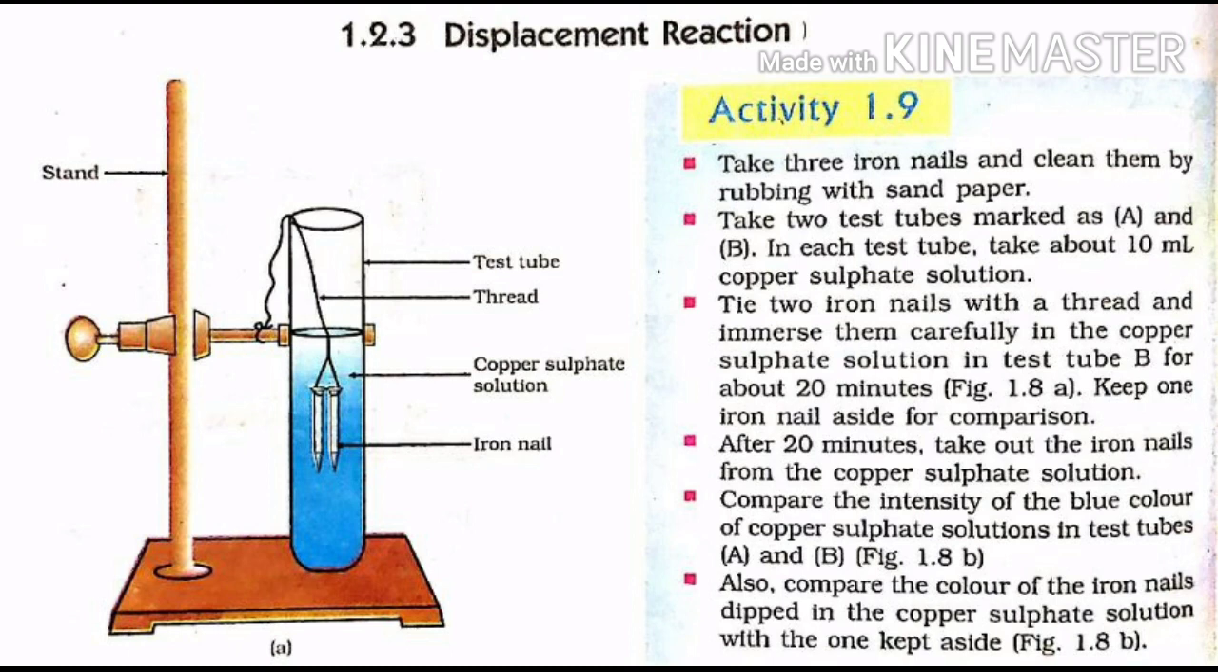Tie 2 iron nails with a thread and immerse them carefully in the copper sulfate solution in test tube B for about 20 minutes. Keep 1 iron nail aside for comparison. After 20 minutes, take out the iron nails from the copper sulfate solution. Compare the intensity of blue color of copper sulfate solutions in test tube A and B. Also, compare the color of the iron nails dipped in the copper sulfate solution with the one kept aside.